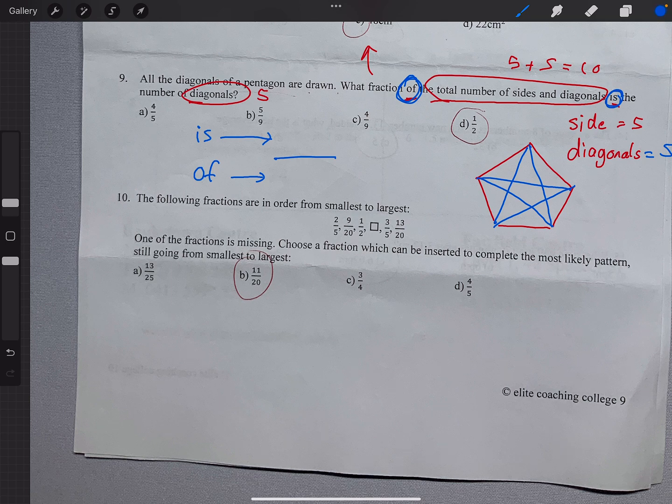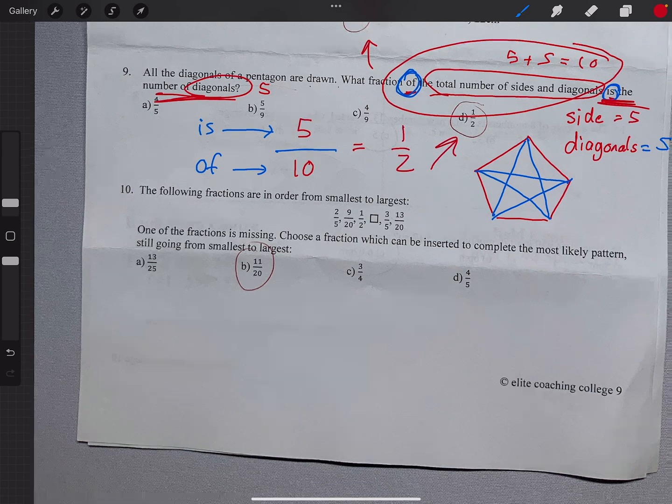Okay, so let's have a look here. What fraction of all of this? "Of" means 10. 10 is "of", so "of" goes to the bottom. "Is" the number of diagonals. The number of diagonals is up here, which is 5. So that means 5 on 10, which is a half. And you can see the answer is D.